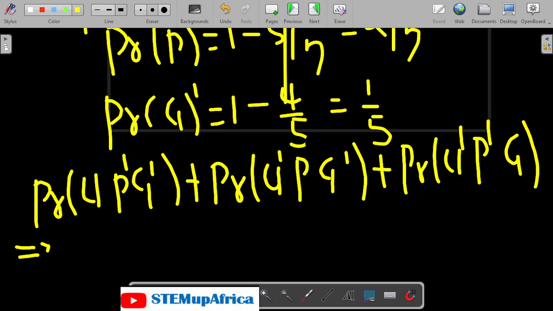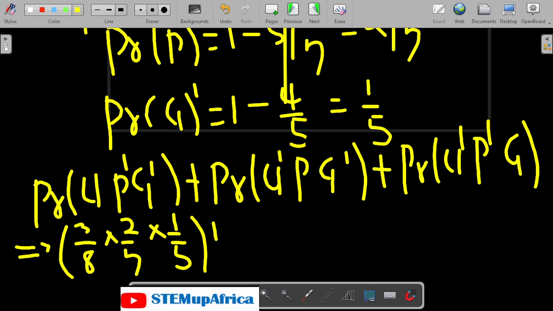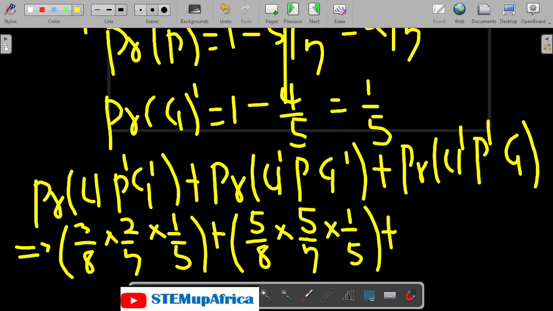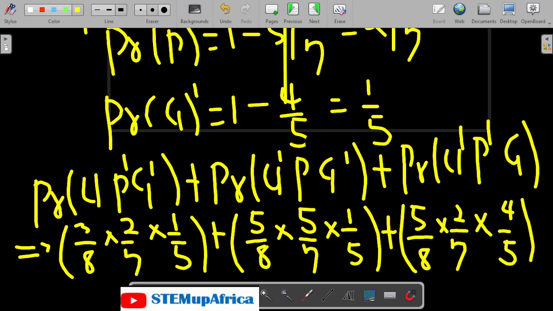So this one implies Uche gets the A1 is 3 over 8 times Precious fails is 2 over 7, and Godwin fails is 1 over 5. Plus, Uche fails this time is 5 over 8 times Precious got it is 5 over 7. Then Godwin fails to get the A1 is 1 over 5. Or Uche fails 5 over 8, Precious fails 2 over 7, and Godwin got the A1 4 over 5.